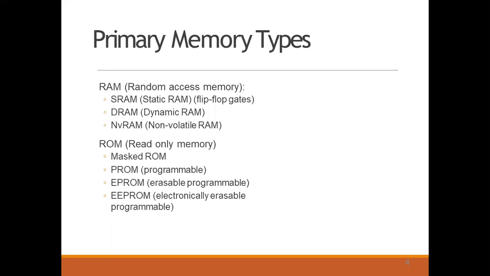Now there are different types of RAM and ROM. We're starting with the RAM. The first, as we all know, is the flip-flop gates, which is also known as the SRAM or static RAM. Then the dynamic RAM and the NVRAM or non-volatile RAM. And in the case of ROM, there are masked ROM, the PROM or programmable ROM, the erasable programmable ROM, and the electronically erasable programmable ROM.